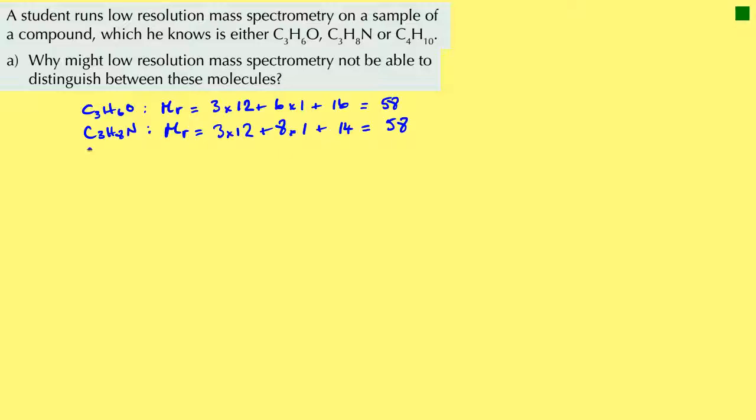And guess what the next one's going to come out at? C4H10. Let's go through the process. MR equals 4 times 12, 48, plus 10 is 58. So they're all equal to 58 if our resolution is just to no decimal places.